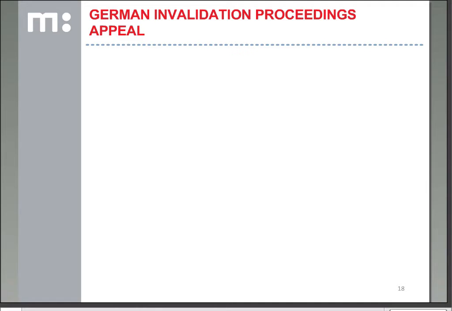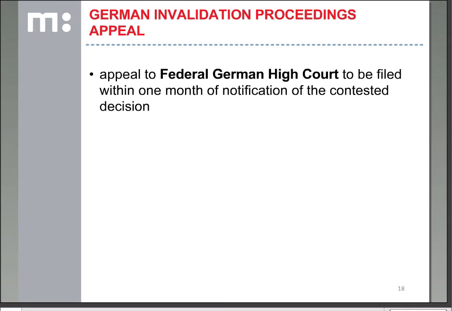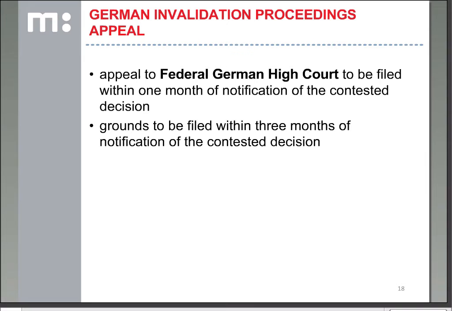If you then have your first instance decision, the question is again, can you appeal? Well, you can, and you will end up at the Federal German High Court in Karlsruhe, so a very high instance, the last instance, and you need to file an appeal within 1 month of the notification of the contested decision. Again, you've got another 2 months to file your grounds, and again, you're only able to appeal the decision if you're adversely affected by the decision.